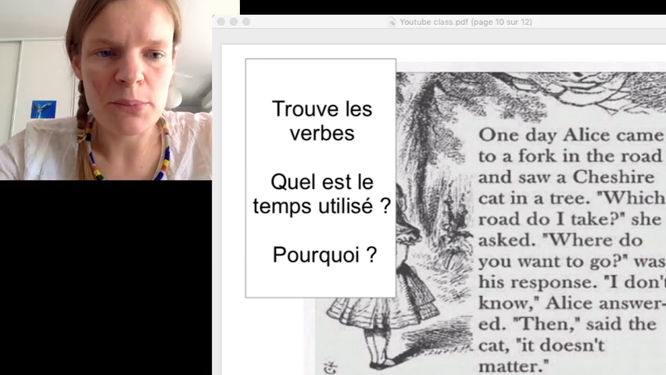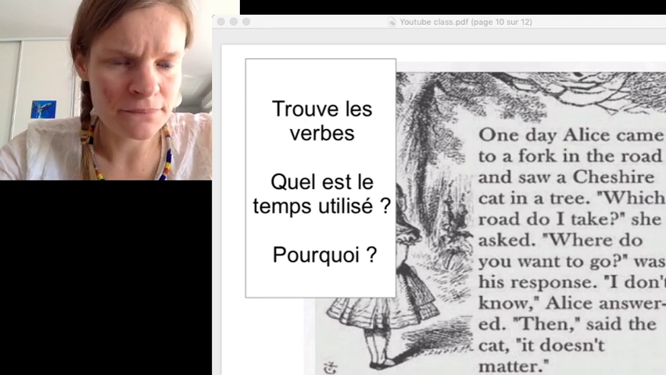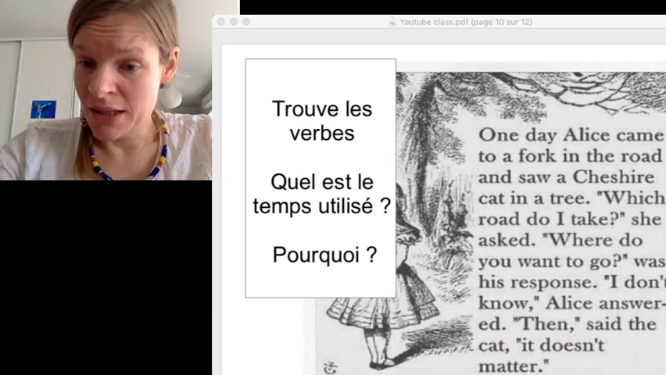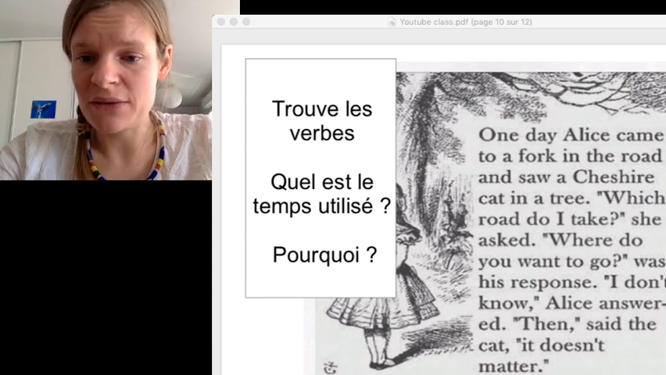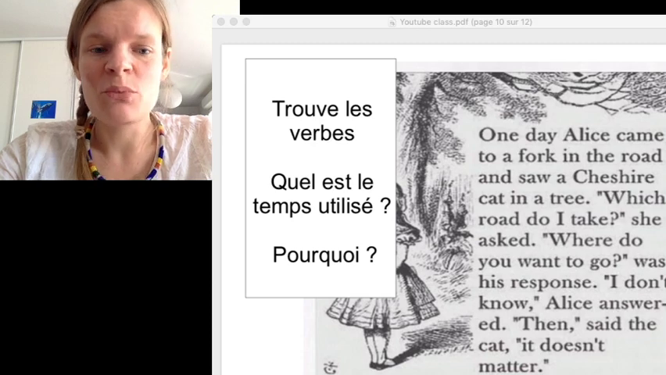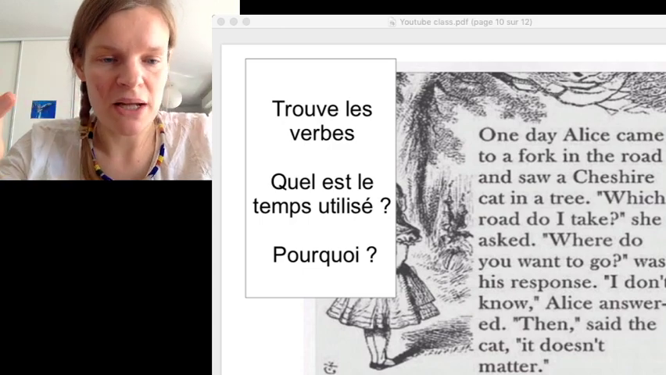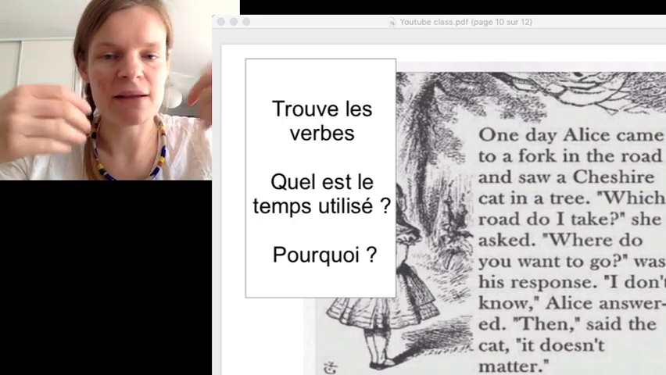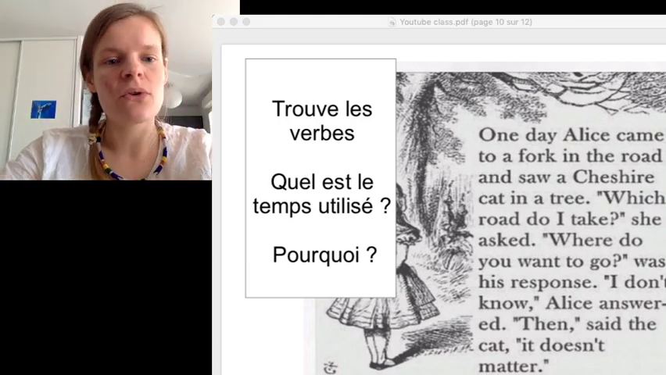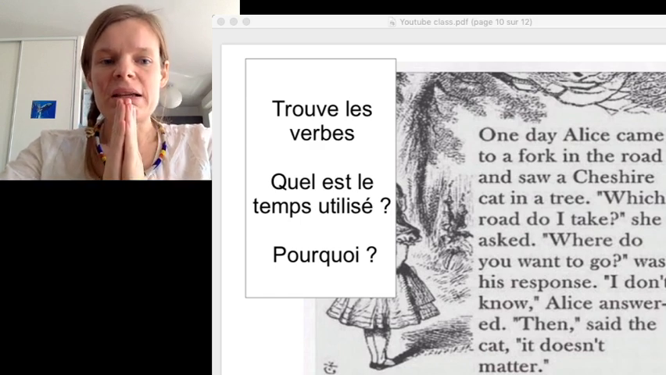Alors, je vais relire ceux qui sont au passé. Came, saw, asked, was, answered. Les citations sont au présent et les autres sont au passé, tout à fait. Ceux qui sont au présent sont entre guillemets, exactement, c'est ça. Ok? Puisque ceux qui sont au présent, c'est l'action qui est en train de se dérouler, enfin, ils sont en train de se parler, donc c'est un échange direct, un échange en live si vous voulez. Et donc c'est au présent. Les autres sont au passé. Alors, on utilise le passé, tout à fait.